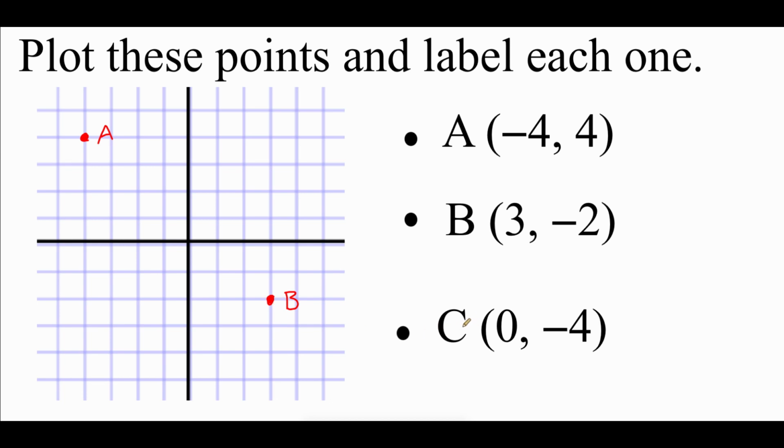Then our last point, point C, has a 0 x value. So I'm not going to move anywhere left or right from the origin, but we've got negative 4 as the y value. So I have to go down 4 spaces. And I'm going to put my dot right there, and this is point C.